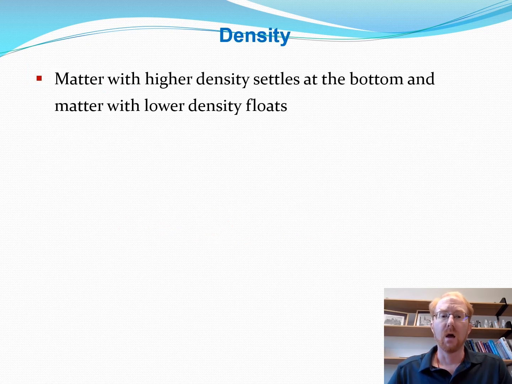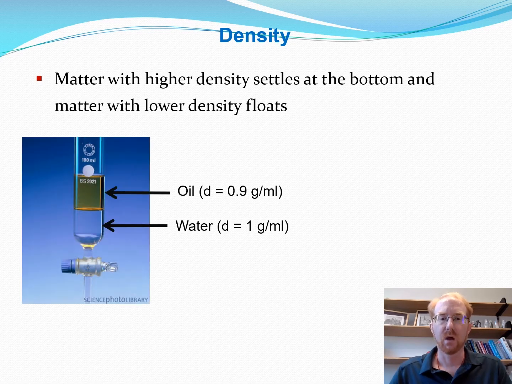Matter with a higher density settles to the bottom, and with a lower density floats on top. That's why oil and water, oil has a lower density than water does. That's why it floats on top. Sand has a higher density than water. That's why it settles to the bottom of the container. And that's what we see here. Oil with a density of about 0.9 floats on top of water.